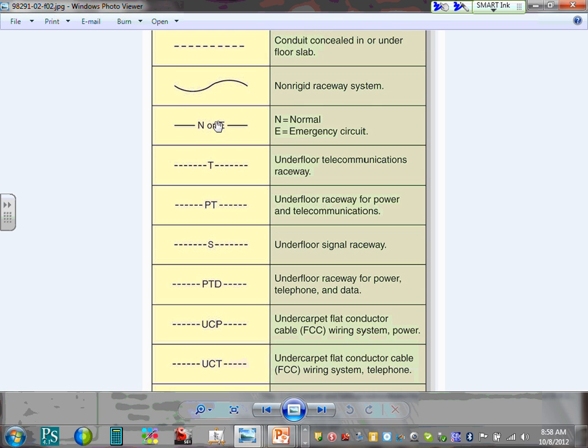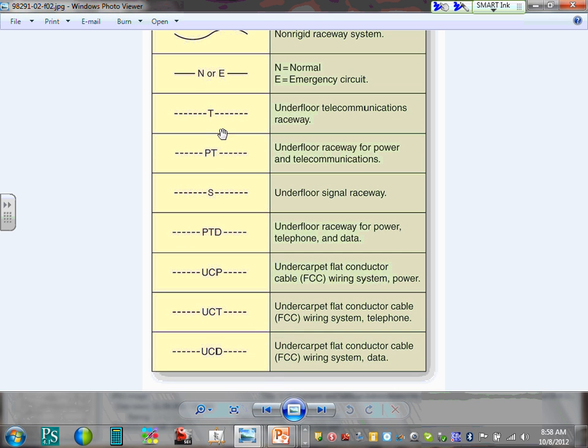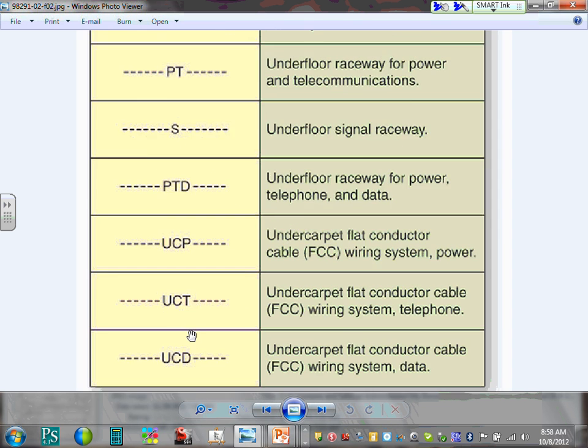Non-rigid conduit. Again, symbols, guys, for the most part, I would say 80% of all the symbols that we use for the electric industry are the same. There's a 20% that's different from one to another. So who cares? Use these, guys, if you need hints. So look at that. If you have this line, this is T, T in the middle of it, telephone. Underground raceway for power, PT, for power and telecommunication. Underground signal circuit. So these are the symbols that they use in this project.